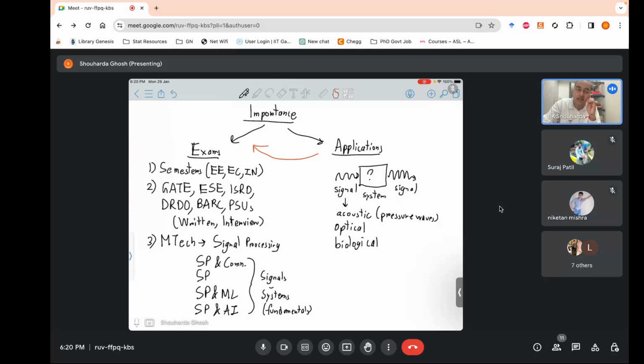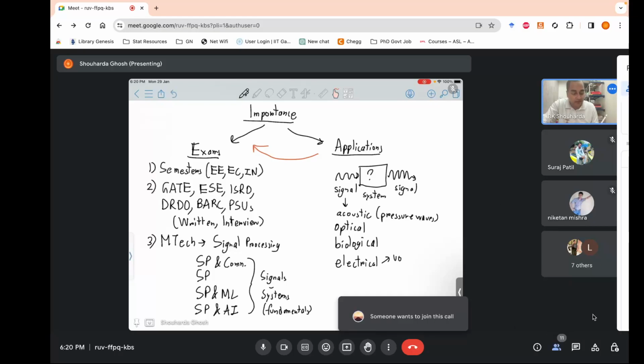So another thing these days you see, it's the age of AI. So basically, all these that I've been talking about now is about signals, but we'll be dealing with electrical signals, which are basically in terms of voltages.